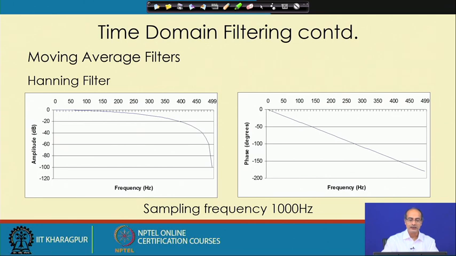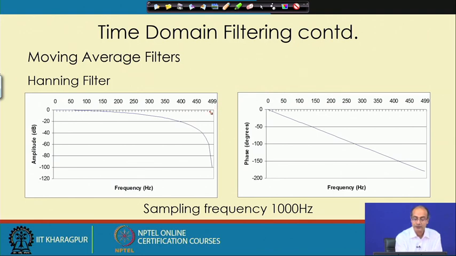So, now here we have plotted the output of the Hanning filter. We see that in this filter, the phase is linear, but the drooping characteristic is not very fast. If we look at that 20 dB reduction in amplitude, we have to go up to 400 hertz. Here the sampling frequency is 500. So, almost 80% of that we need to take.